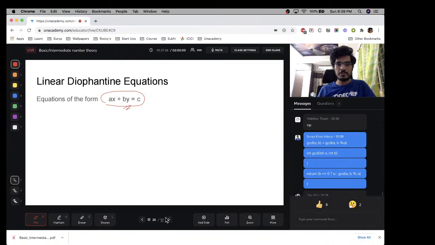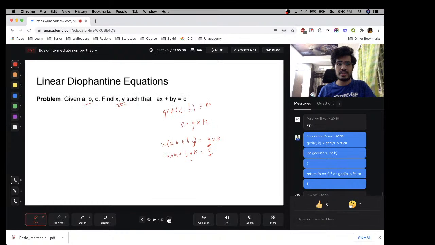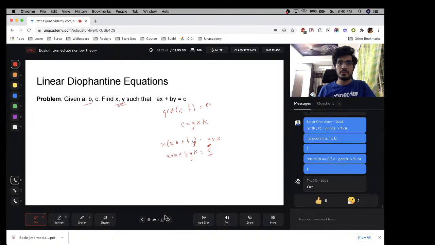Next, we learned about linear Diophantine equations. These are possible only when GCD of A and B is a divisor of C.